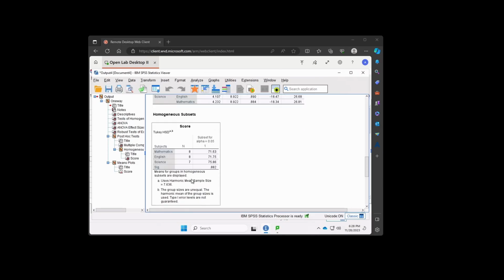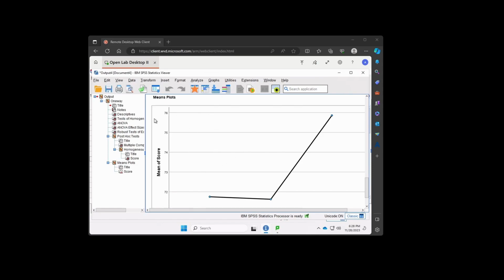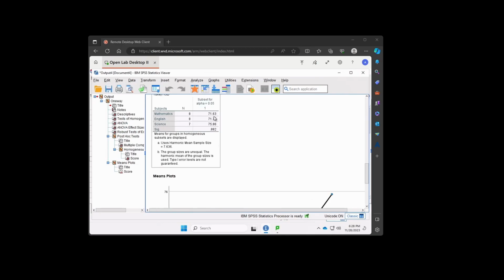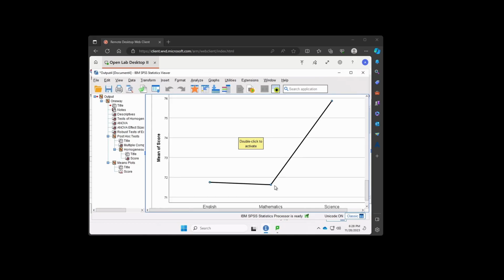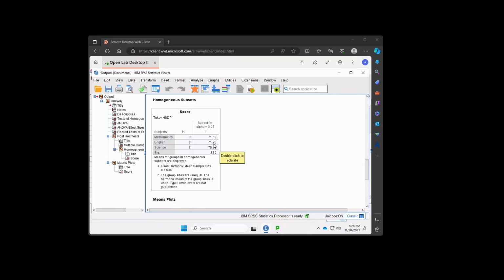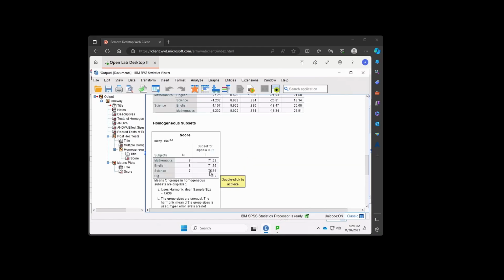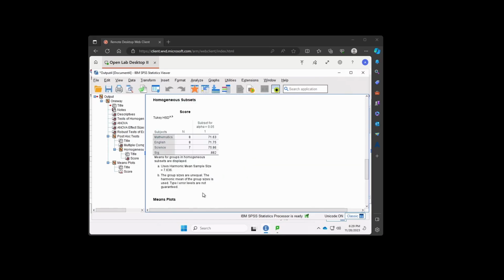And this is the means plot, and you can see that mathematics is 71.63 and English is 71.75, and for science we have 75.86. So this table shows the mean for the subject.